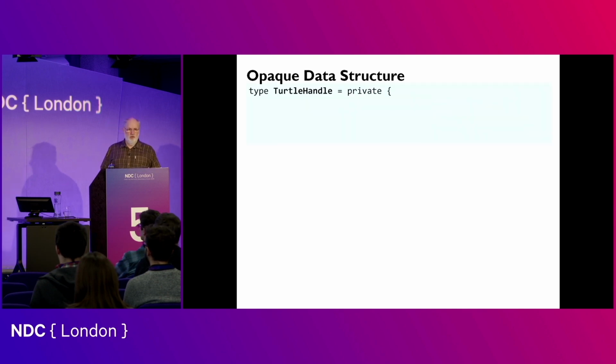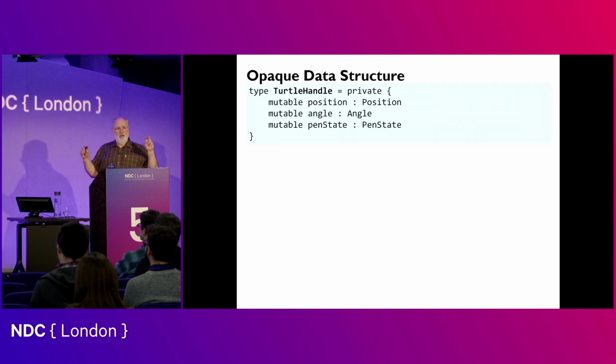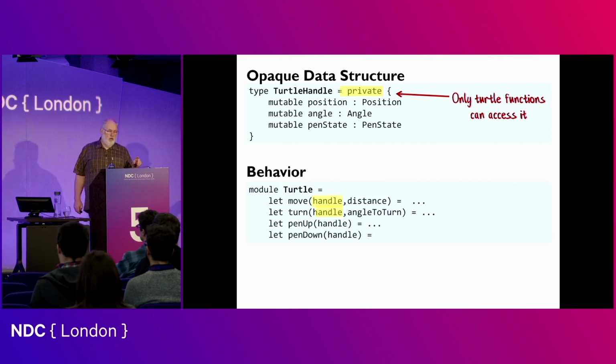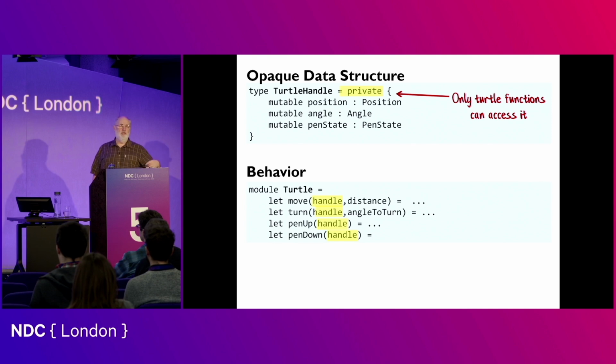So let's look at our turtle version of this. We have a turtle handle, I'm going to call it. So it's opaque. Nobody can see inside it other than the other turtle functions. So it's very similar. And then the behavior, now we have the API, but the handle is passed into every single function in the API. So it's not object-oriented. You still have to pass in the handle, but you don't know what's inside the handle. So it's still kind of safe in terms of working with it. So again, things like file handles and stuff work the same way.